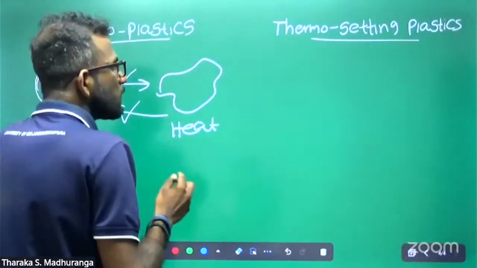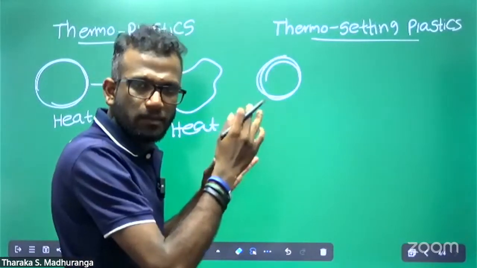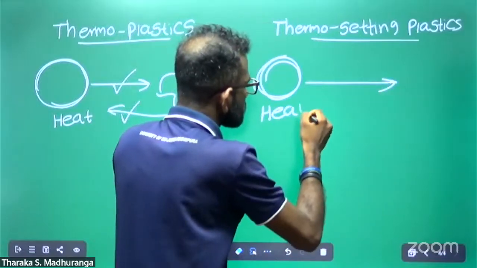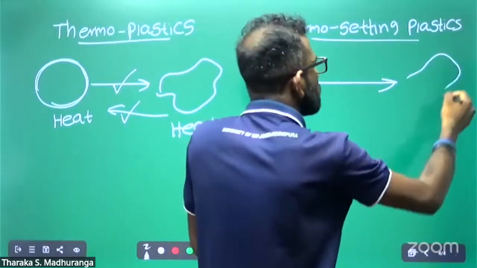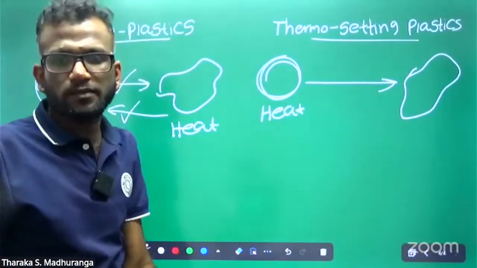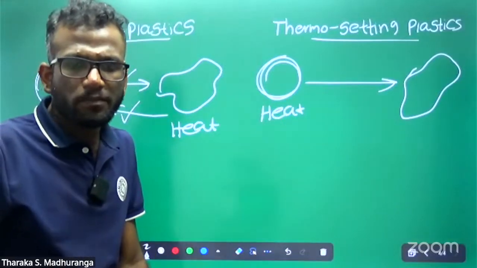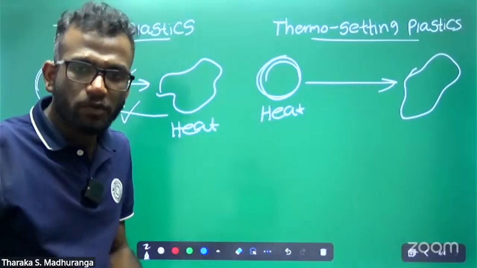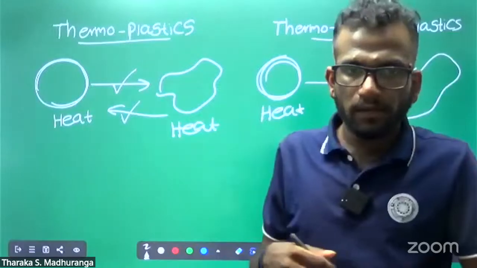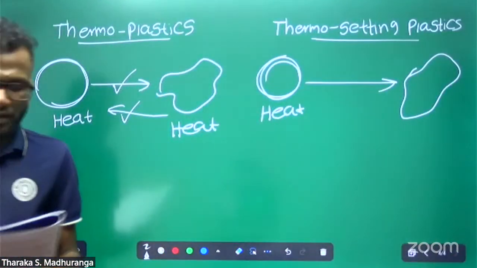Thermosetting plastic means, if this is the polymer object and I heat it and deform it, then the deformation is permanent. If I heat again, we can't get back to the previous position. That's the difference. We call thermoplastic remoldable. I have given it in the tube.